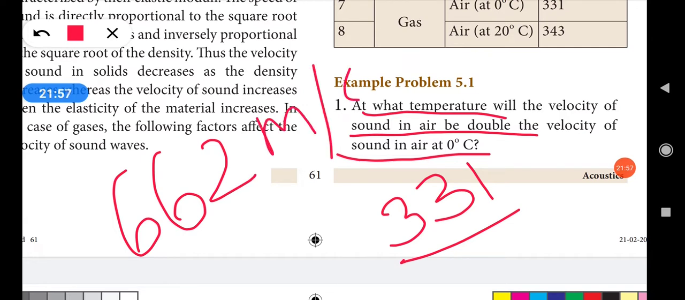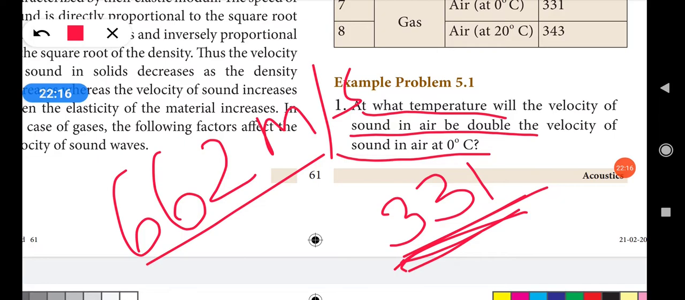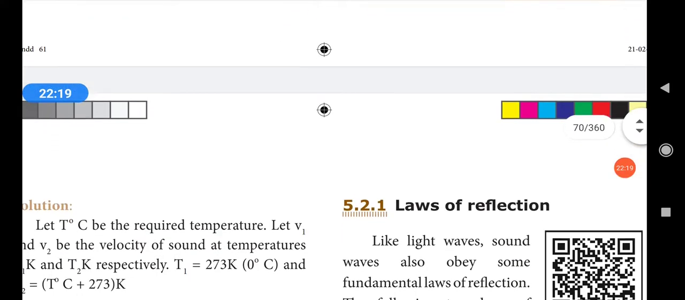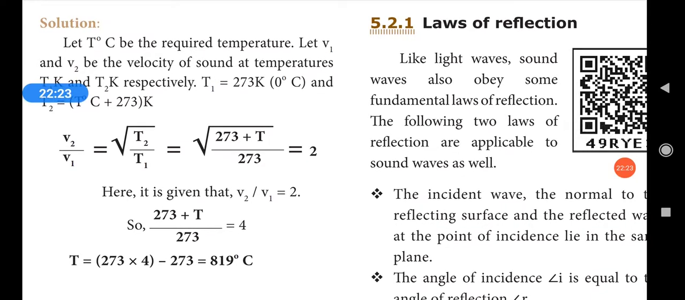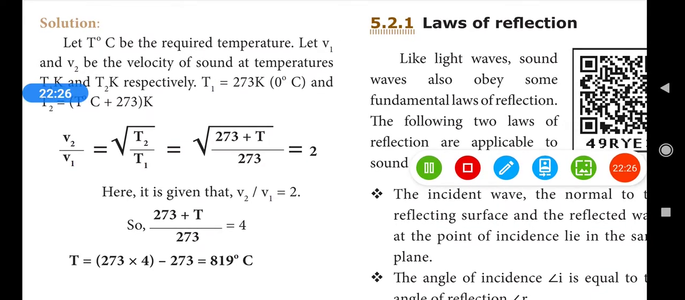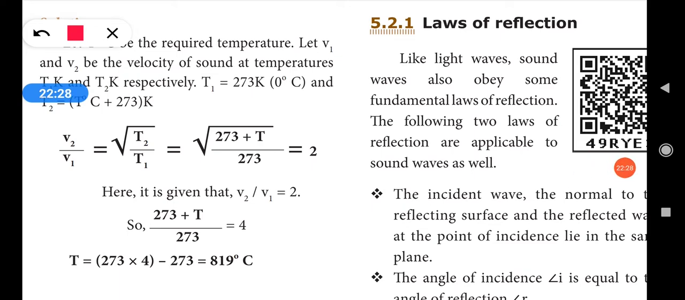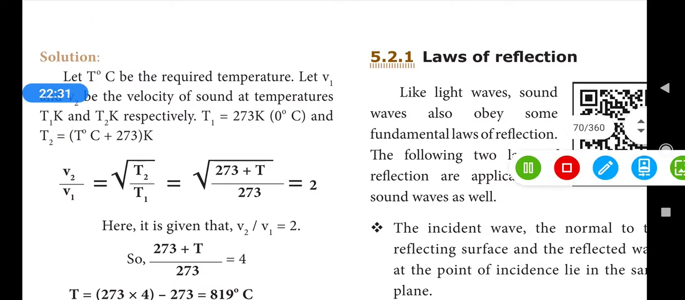662 meter per second. இதனுடைய டபுள் த வேல்யூ இது 662 மீட்டர் பர் செகண்டாக எந்த டெம்பரேச்சரில் அந்த சவுண்டோட வெலாசிட்டி மாறும்னு கேட்குறாங்க. அதாவது 0 டிகிரி செல்சியஸில் 331 மீட்டர் பர் செகண்டாக இருந்துச்சு அப்படின்னா எந்த டெம்பரேச்சரில் இந்த வெலாசிட்டி டபுள் ஆகும் அப்படின்னு கேட்குறாங்க. அது டபுள்னா என்னது 662 மீட்டர் பர் செகண்ட். லெட்ஸ் சால்வ் த ப்ராப்ளம். See, let T degree Celsius be the required temperature. So நமக்கு டெம்பரேச்சர் தான் தேவை இல்லையா? So we need the temperature to be calculated.